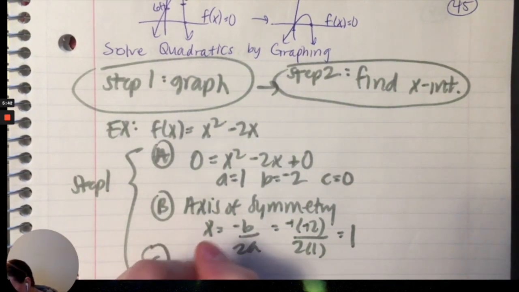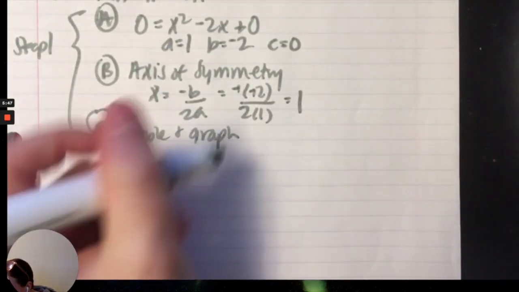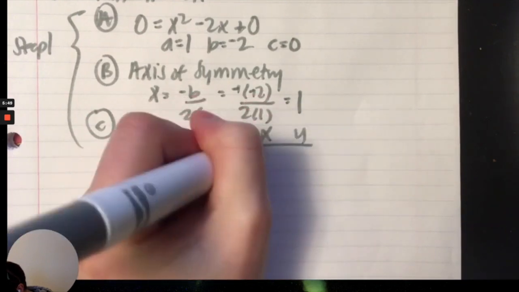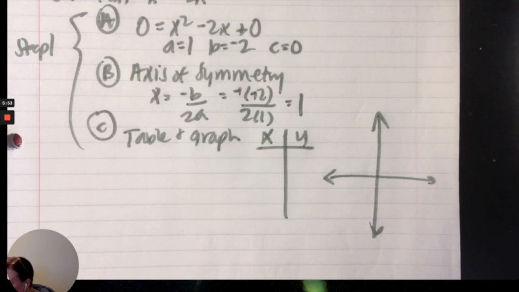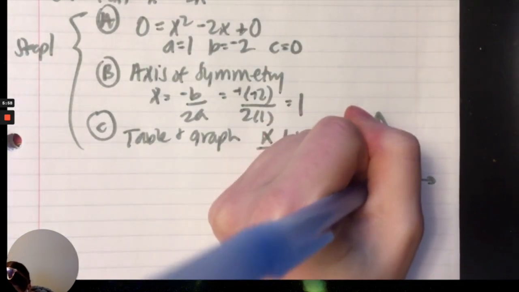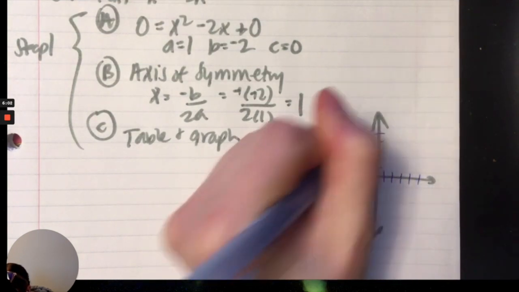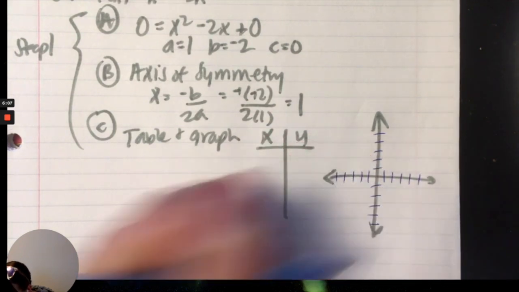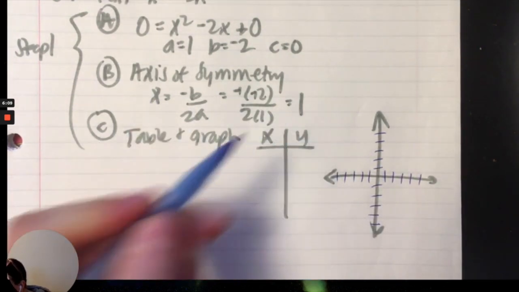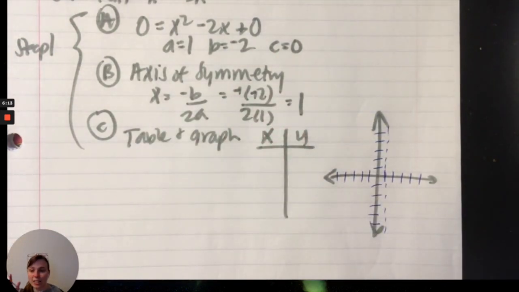Table and graph. So now I'm going to draw my table. X, Y. Sketch my graph. And I am going to use the pen just because I want to make sure that it is more accurate with my scale. I'm just going to do 5. There we go. And my axis of symmetry is at +1.